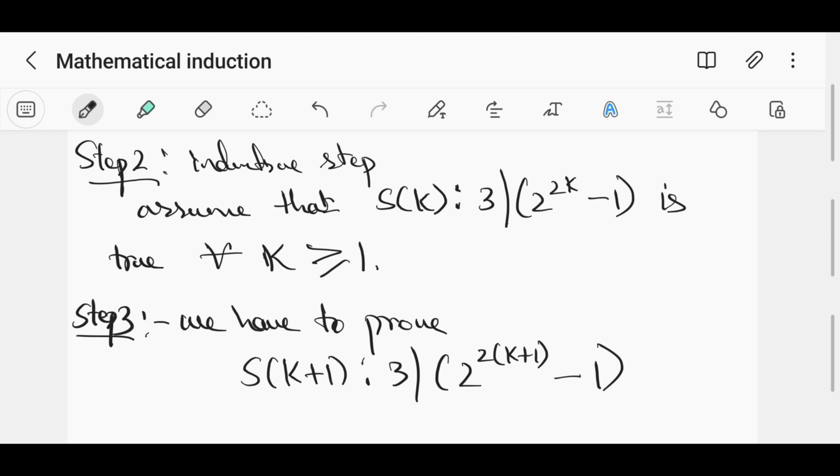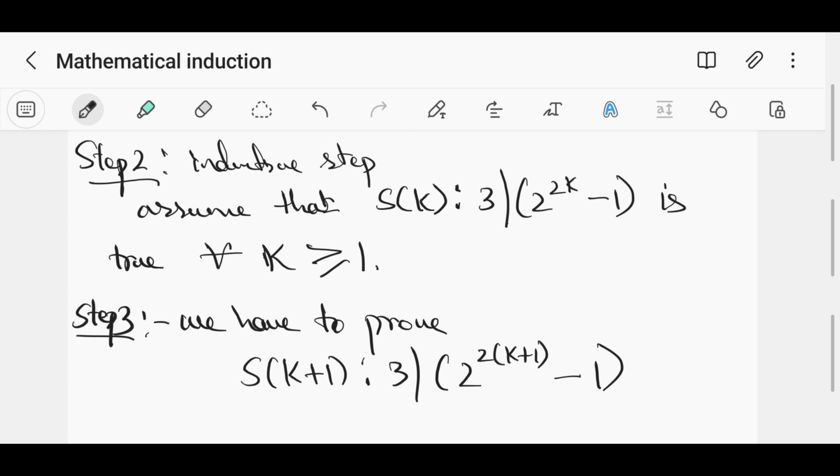Using step 2, we will prove this. Step 3. So here you don't add any terms. We will just prove that this S(k+1) is true: 3 divides 2 to the power 2(k+1) minus 1 is true. We will prove it as it is, but don't add any terms here because there is no summation given here.